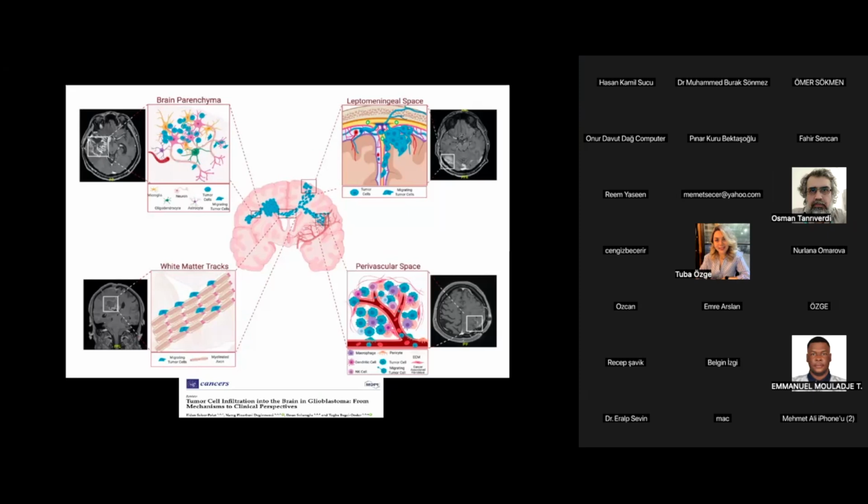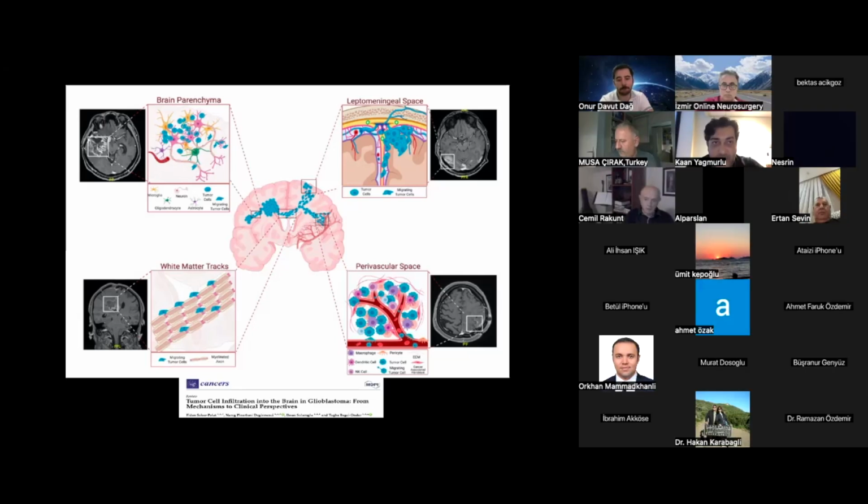So what's the importance of this? If you know the white matter tract anatomy, we can base our surgical strategies on these extensions of the tumor. There's no doubt about it: gross total supramarginal resection is still the best, the gold standard, for extending survival.